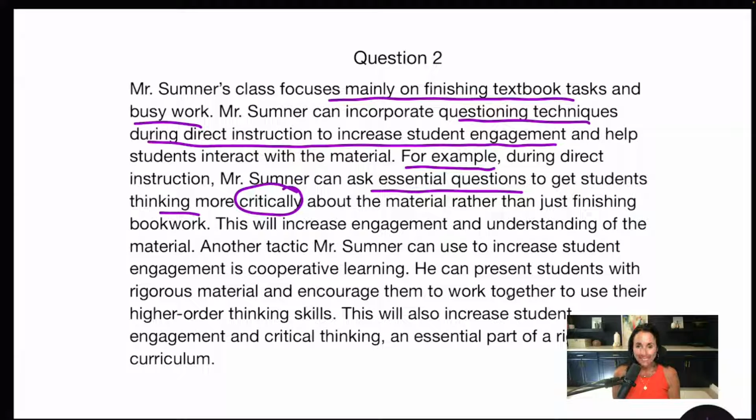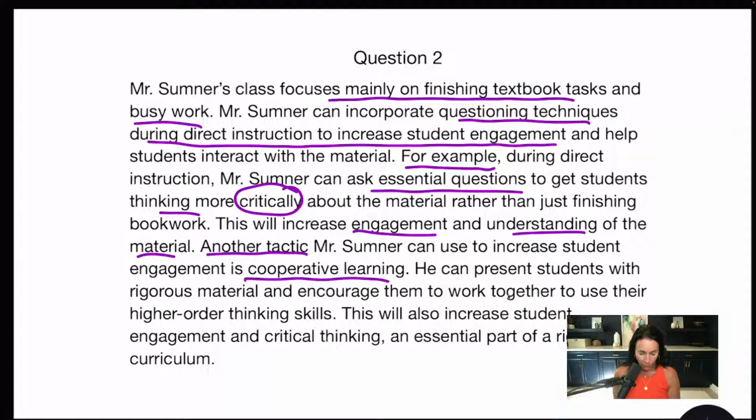This will increase engagement. Okay, now I'm telling you why it's important. This will increase engagement and understanding of the material. Second tactic, another tactic Mr. Sumner can use to increase student engagement is cooperative learning. That was my second one.